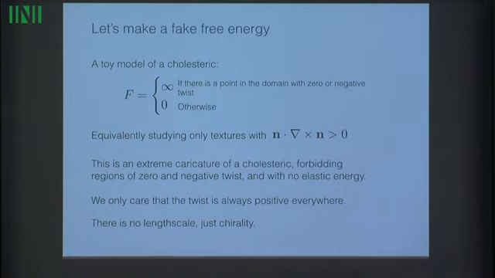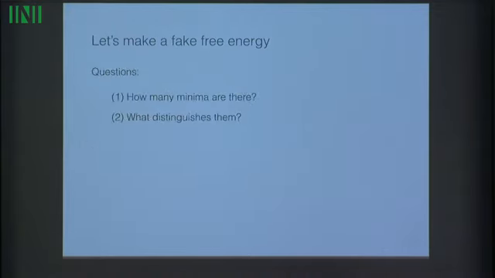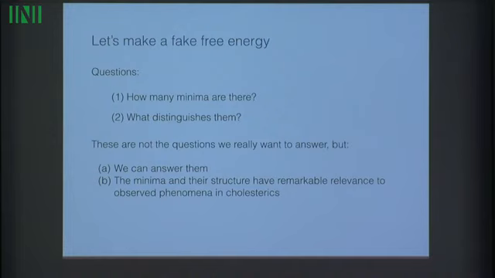And so now, can I study this caricature of a cholesteric, and can I understand something about the structure of the landscape of cholesterics by looking at this simpler version of a cholesteric? Okay. So basic questions are: with this caricature of a cholesteric, how many minima would I expect to see? So how many different states would I expect to find? And what distinguishes them? Okay? These are not the real questions we want to answer about the physical system, because it's a really simple model. But first of all, we can answer them. And second of all, it turns out that they have a great deal of relevance to what you actually see. So it turns out that the things that distinguish them are things that distinguish actual cholesteric textures.